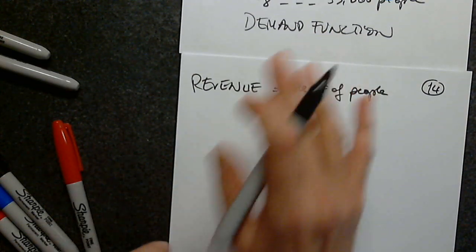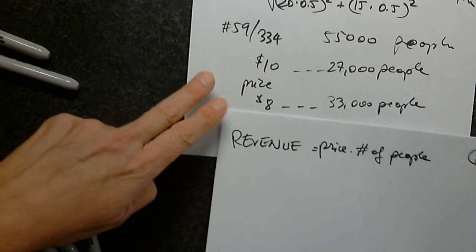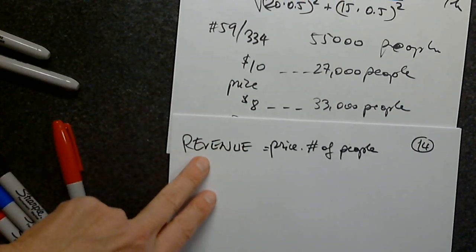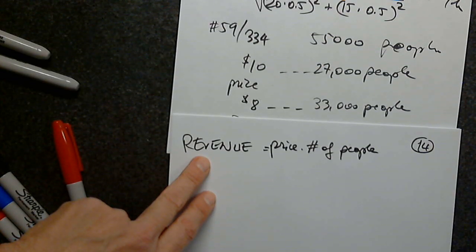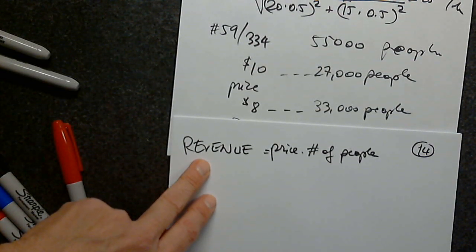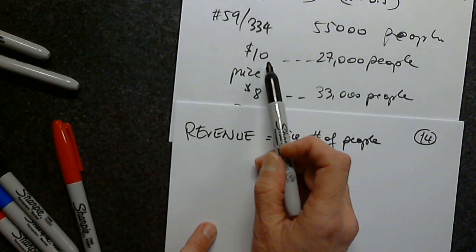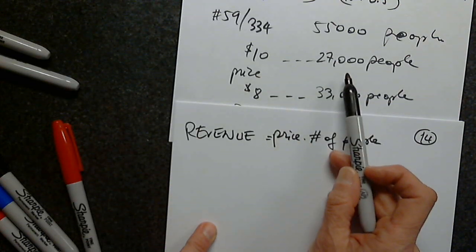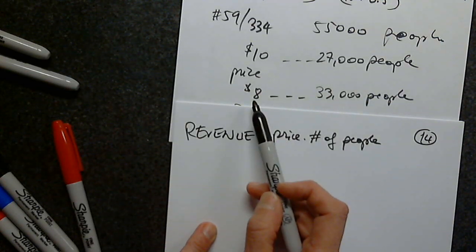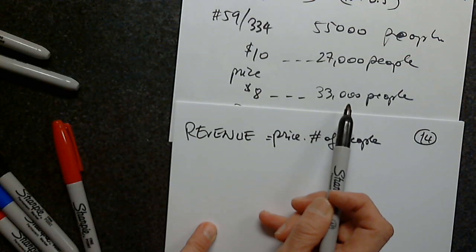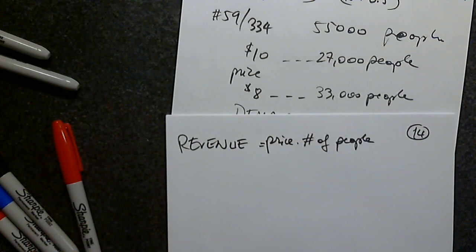So let's talk about the demand. And then we'll come back to the revenue, because the revenue is what we want to maximize. Okay. So if the price is 10, then 27,000. If the price drops to 8, then we have 33,000. There is an important key piece of information here. So let's read the problem one more time, and you'll tell me which is the key piece of information.